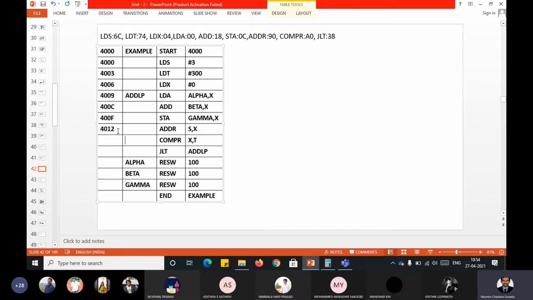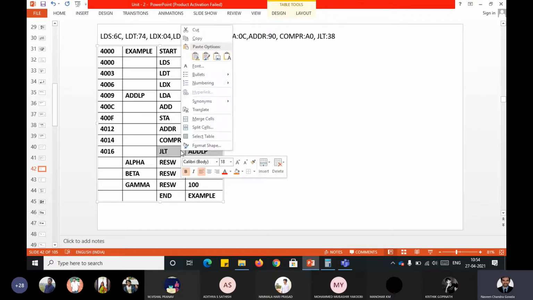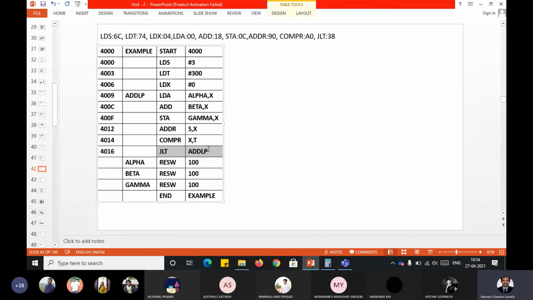So how to allocate 2 bytes? When you allocate 2 bytes, it will become 4012, then 4014, and next it will be 4016. Again, JLT add loop is not purely acting on registers, and the mnemonic symbol is also not preceded with a plus, so this is format 3, for which you will be allocating 3 bytes. So the next address you will get is 4019.